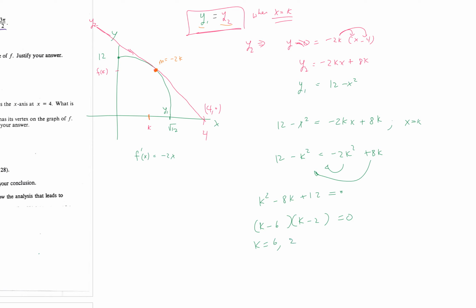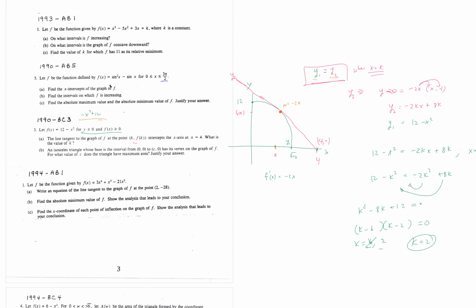Wait a second. Which one? Only one of these will work. Let's see, this is 4. It has to be 2. K equals 6 is too big. K is 2. So we're done. K is 2.